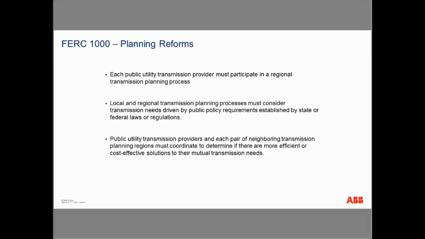The utility transmission providers also need to partner with regional partners and coordinate to determine if there are better solutions or more efficient solutions for mutual transmission needs. If you're looking at a project that crosses into another planning entity's area, you have to partner with your neighbors and have a process in place to evaluate those projects. So those are some of the planning reforms that were brought on by Order 1000.